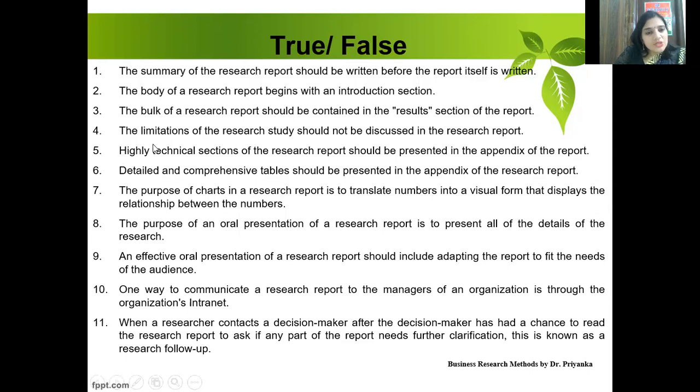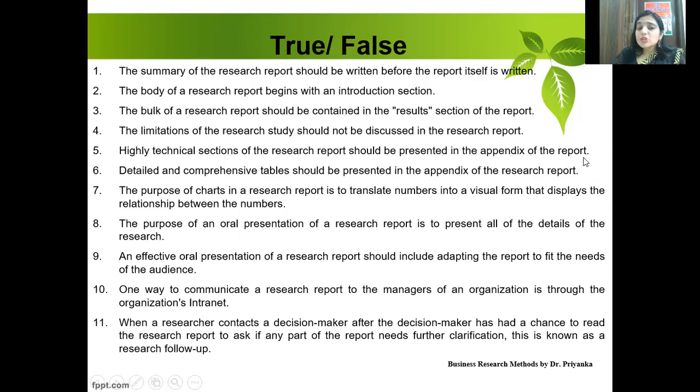Fourth is, the limitations of the research study should not be discussed in the research report. No, they should be discussed, because no research is complete without limitations. Every research report would have one or another limitation, so you should always report it in the research reports. It is false.